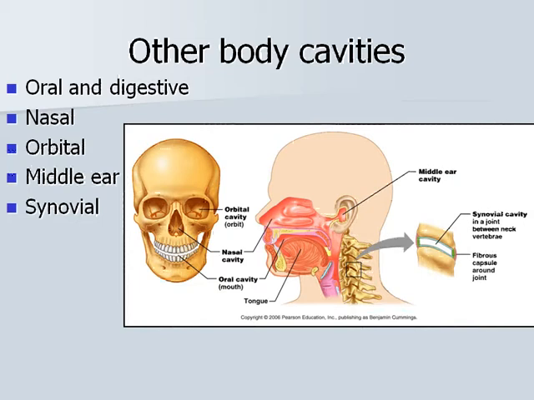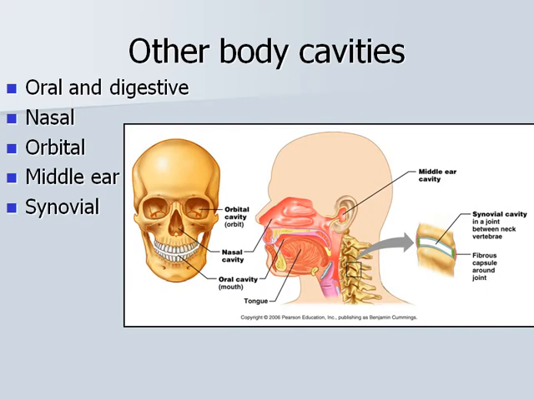Other body cavities. We just spent a lot of time on the abdominal cavity, but you have other cavities. Oral and digestive. Your oral cavity is better known as your mouth. The digestive cavity is your digestive tract. It's one long tube from beginning to end. Your esophagus, your stomach, large intestine, small intestine, colon, rectum, anus. Okay? It's all one long tube. It's barely divided into different sections.